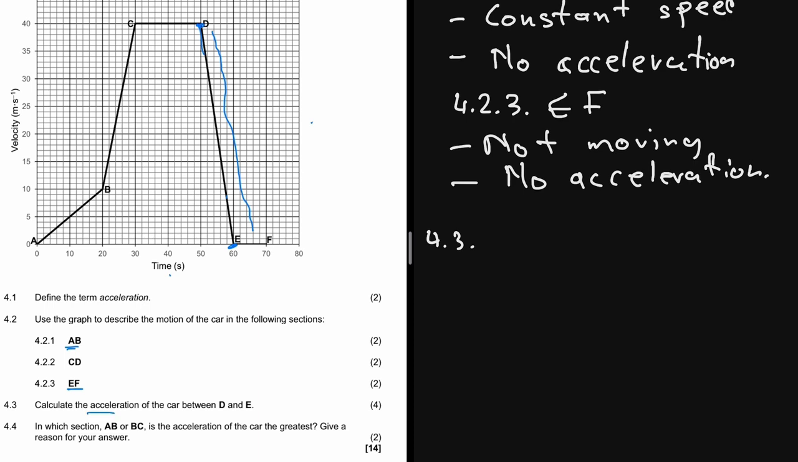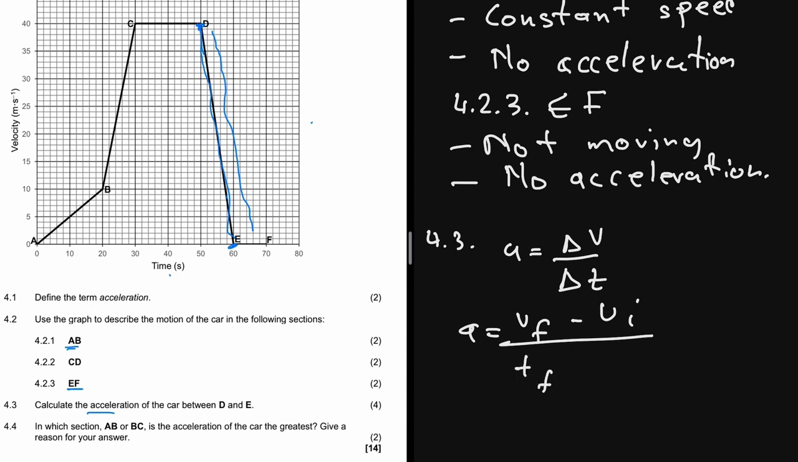So we know that the acceleration in the velocity time graph is the gradient of the graph. By definition, acceleration is the change in velocity over the change in time. To get the acceleration, you can say the final velocity minus the initial velocity over the final time minus the initial time. This is the same thing as the gradient, which is change in y over change in x.